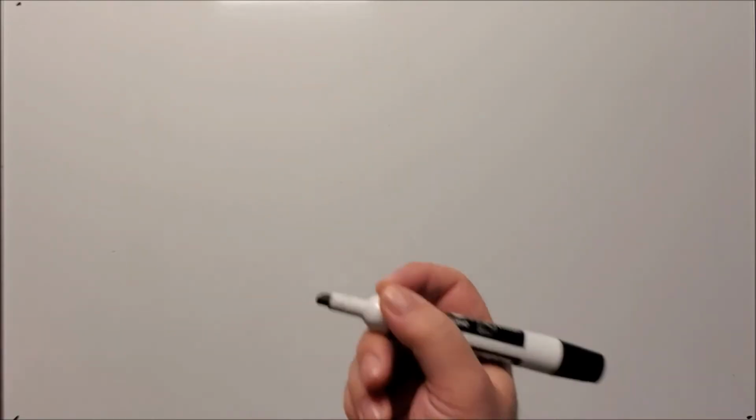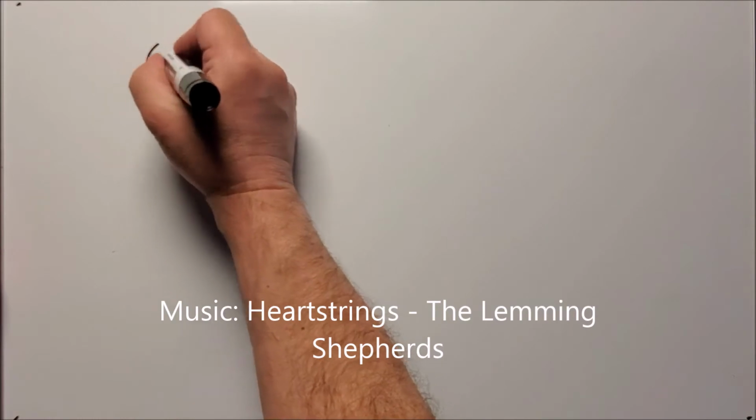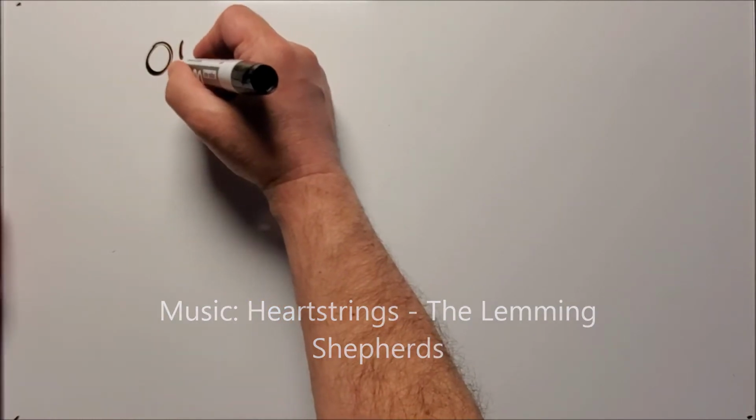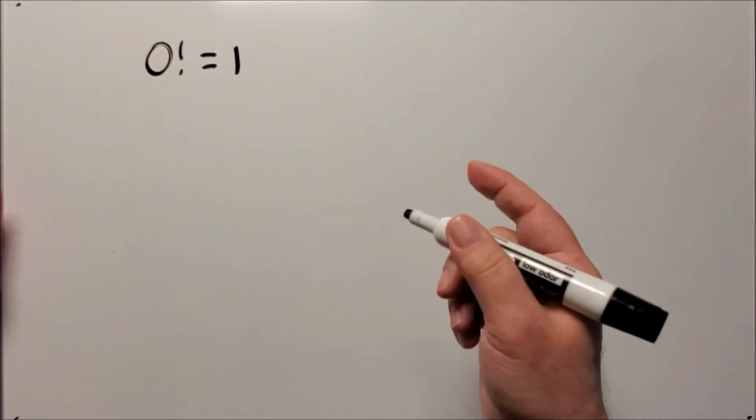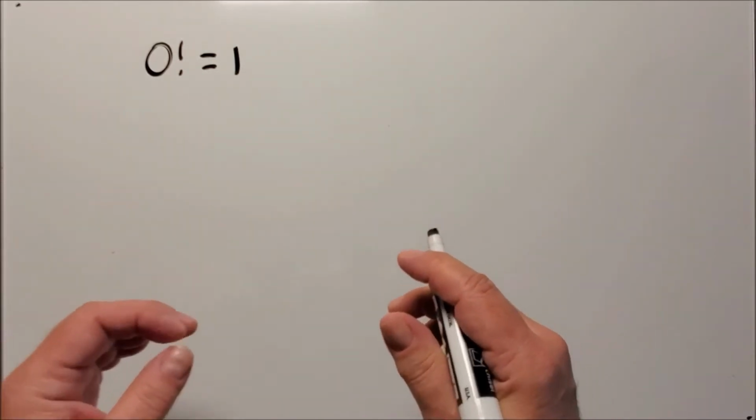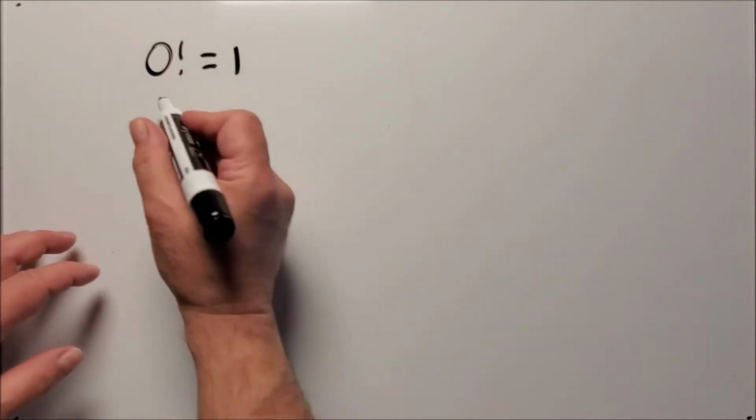Hi guys, this is a short video just to answer a question that I received: why is 0 factorial 1? That's an interesting question. It's definitely counterintuitive. Let's take a look at why though, okay?